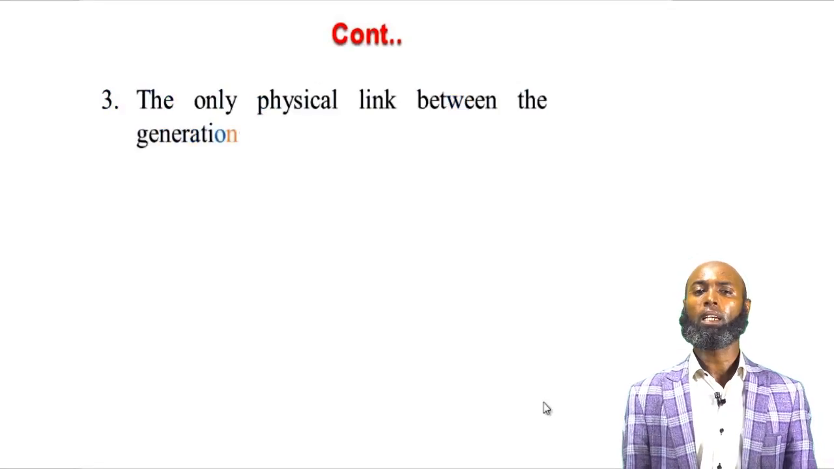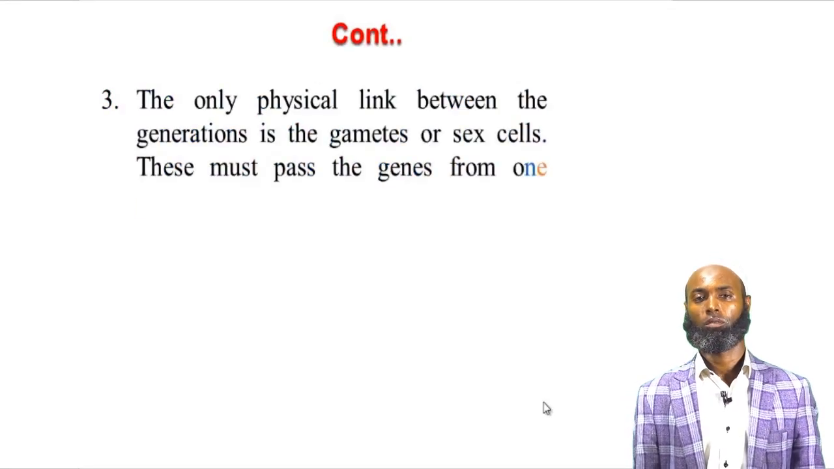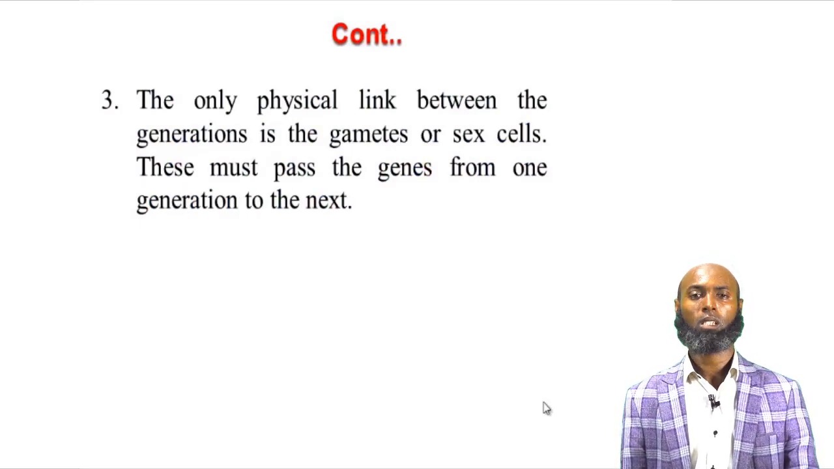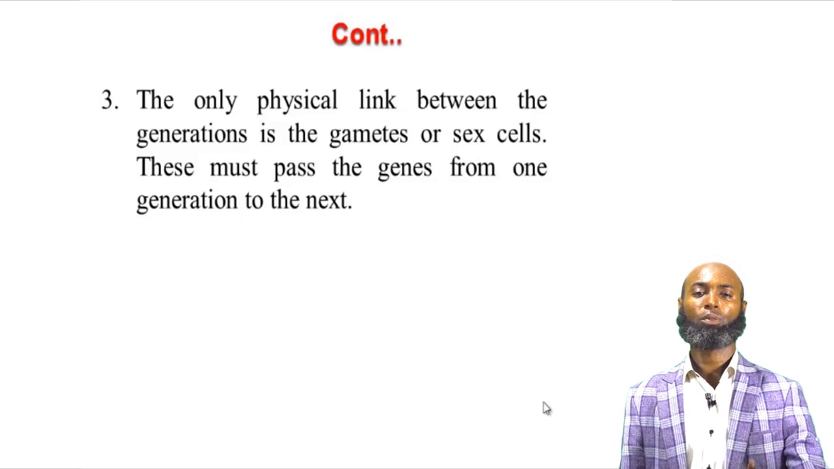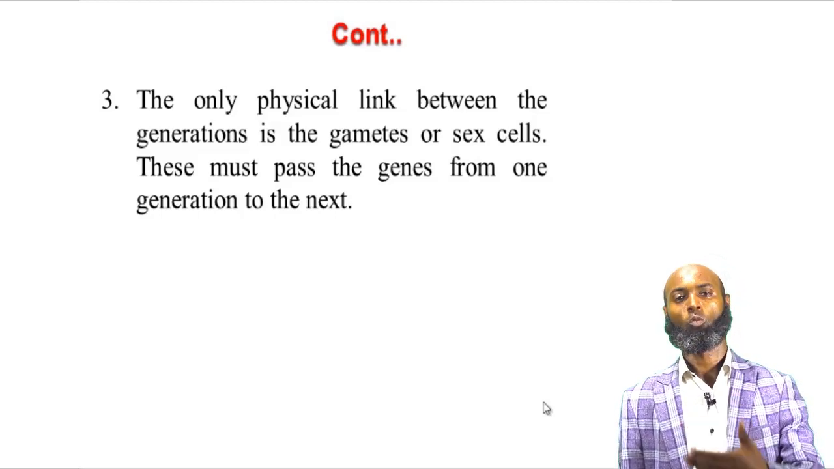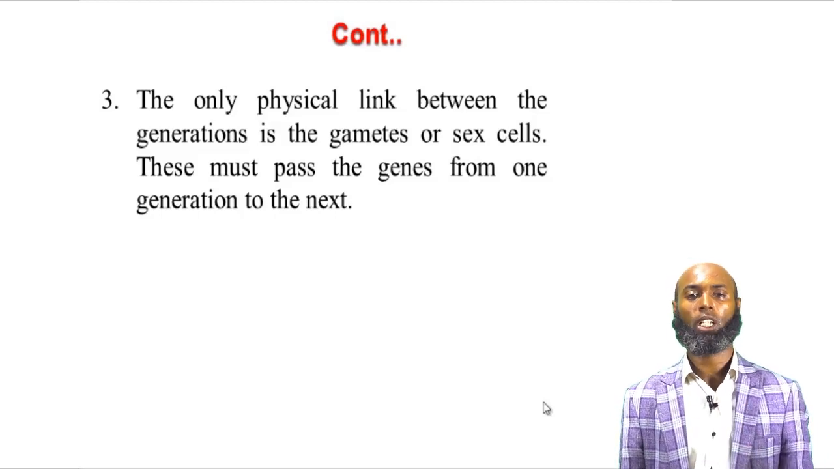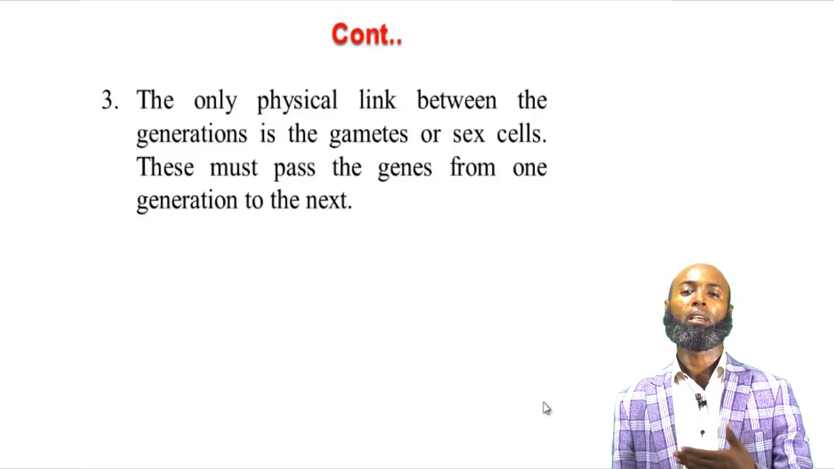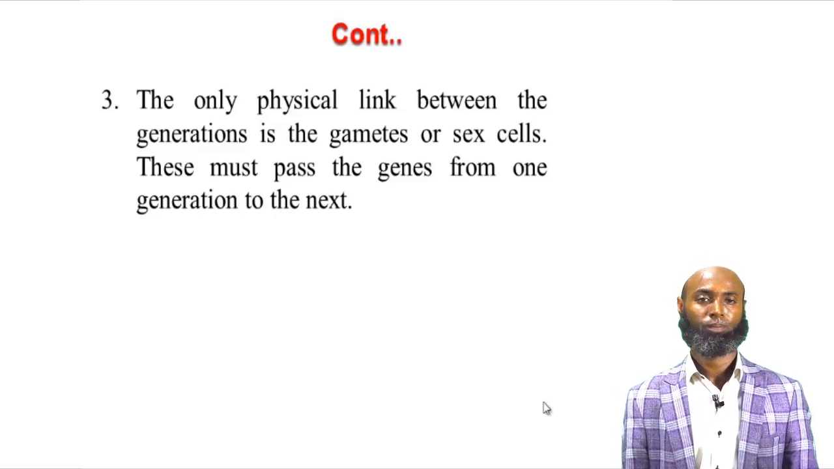The only physical link between the generations is the gametes or sex cells. These must pass the genes from one generation to the next generation. What passes from one generation to the next is the genes, transferred by gametes or sex cells.